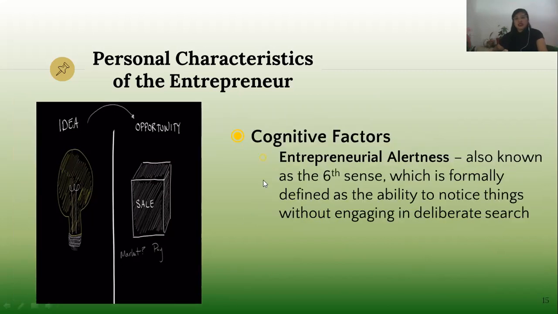Also, we need to give focus to the cognitive factors. Entrepreneurial alertness is also known as the sixth sense, which is formally defined as the ability to notice things without engaging in deliberate search. So it means that you have this cognitive characteristic where you see problems and different situations and build opportunity out of the situation.